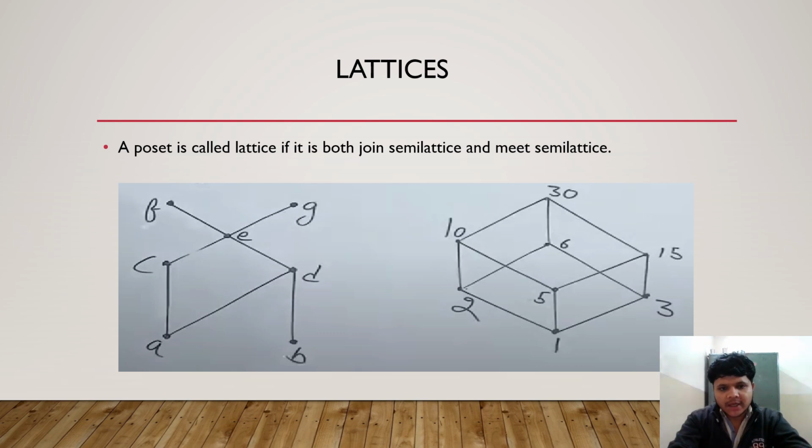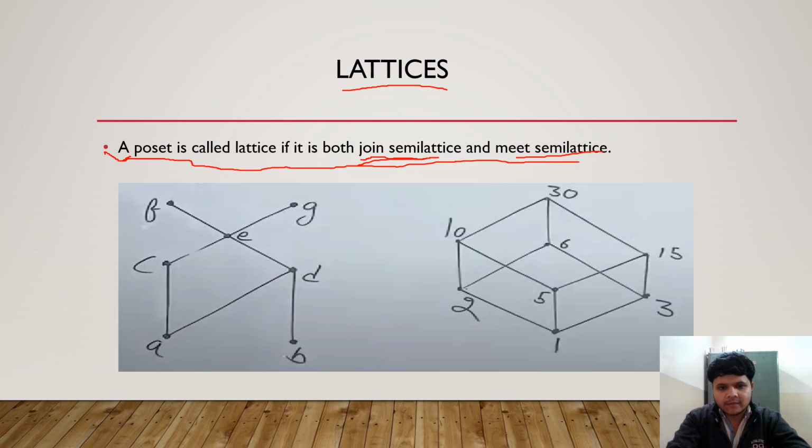Now coming to our main topic, lattices. So again we will see the definition. The definition says that a poset is called a lattice if it is both a join semilattice and a meet semilattice. Now see how simple the definition of lattices became. We just have to know what a join semilattice is and what a meet semilattice is. It could now be clear why we discussed join semilattices and meet semilattices before discussing lattices.